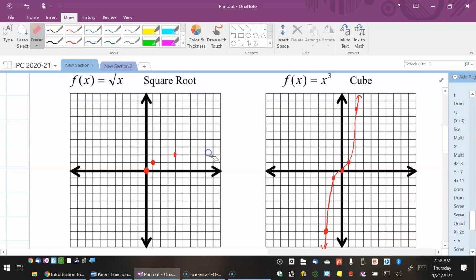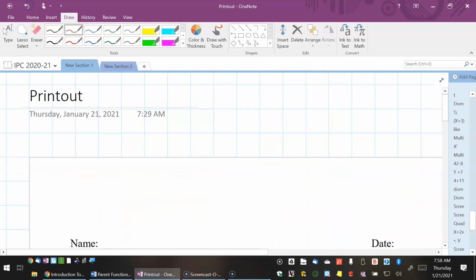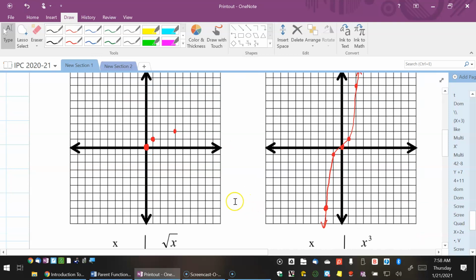Actually, if I want a really accurate graph, I should cross at 9, 3. There we go. Worth it. Shoot. Try this again.